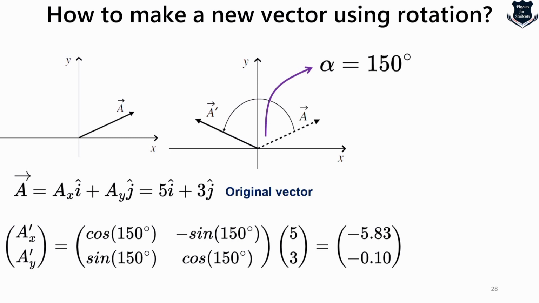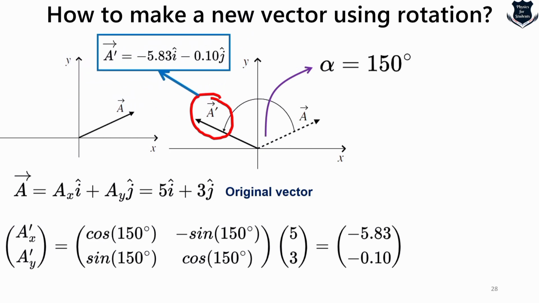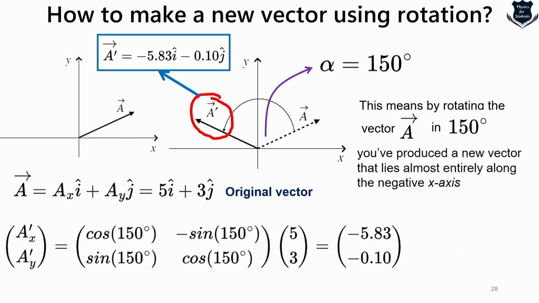So what you see is that this means rotating this original vector through 150 degrees, this is the original one, and what I get is this one. So that means the new vector a prime is minus 5.83i minus 0.10j. So this means that by rotating the vector a through 150 degrees, we have actually produced a new vector that almost entirely lies on the negative part of the x-axis. Why? Because the value is negative.